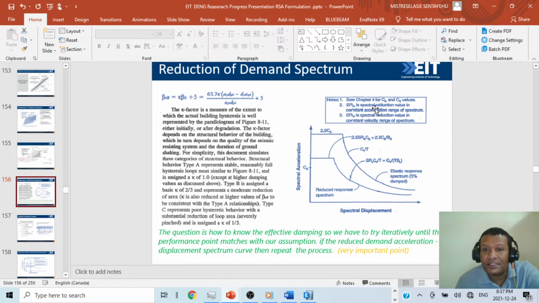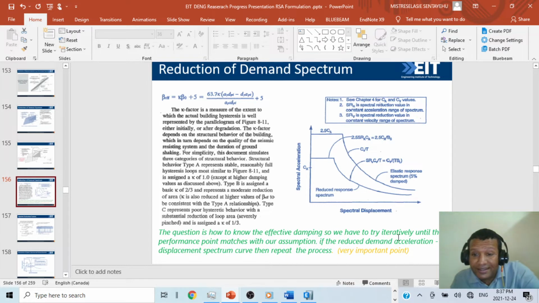SRA is a spectral reduction value in the constant acceleration range. Yeah, it's written here. SRV is the spectral reduction value in the constant velocity range. So we have spectral displacement, spectral acceleration, then we can multiply it and we can find. The question is how to know the effective damping. Now, how to know the effective damping? Because if you know the effective damping, okay.